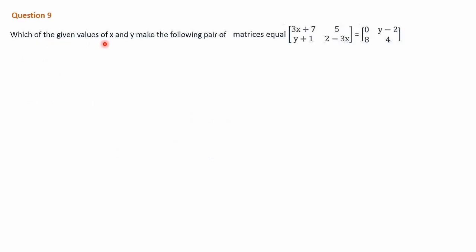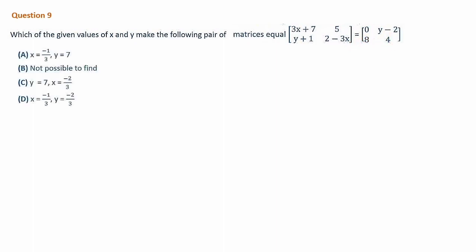Move on to the 9th question. Which of the given values of x and y make the following pair of matrices equal? So there are 2 matrices given and we have to find out from the list which pair, if you put for x and y, we will be able to make these 2 matrices equal. The matrices are given to us: matrix 3x plus 7, 5, y plus 1, 2 minus 3x, equal to matrix 0, y minus 2, 8, 4.